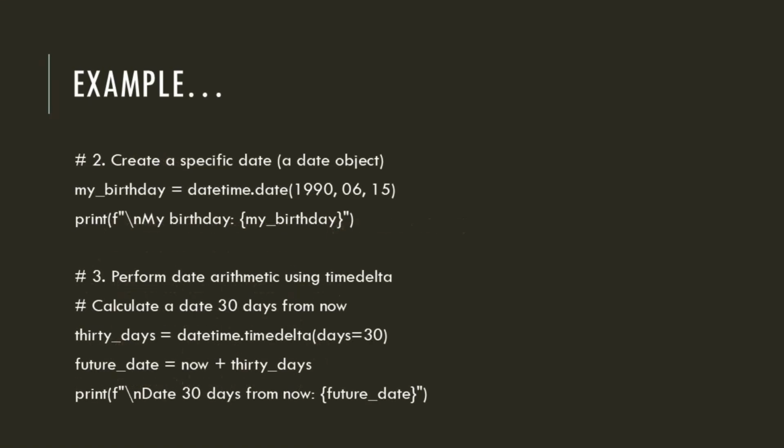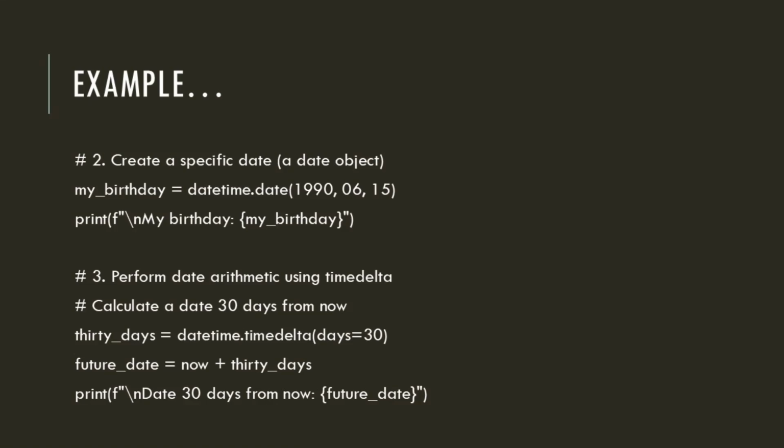Second example, create a specific date, a date object. My birthday equal to datetime.date(1990, 6, 15). Print f-string my birthday.